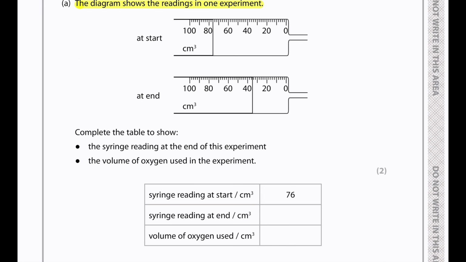Okay, so complete the table below. Syringe reading at the start is 76. Syringe reading at the end: so we can see 45. Sorry, that will be 35. This is 30. Volume of oxygen used, 76 minus 35 is equal to 41.